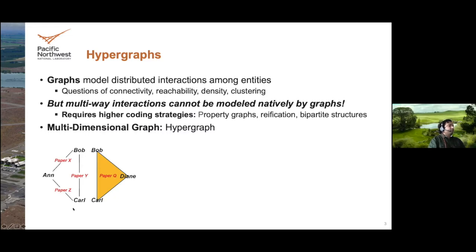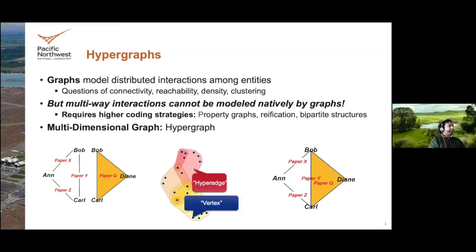But what about a paper that has been written by three people, Bob, Diane, and Carl? This kind of modeling in terms of a graph is a little bit challenging. It requires higher encoding strategies, for example in terms of property graphs, assuming bipartite structures, reification, and so on and so forth. So here come hypergraphs to model these multi-dimensional graphs.